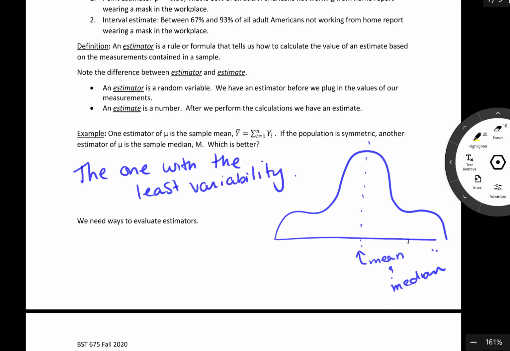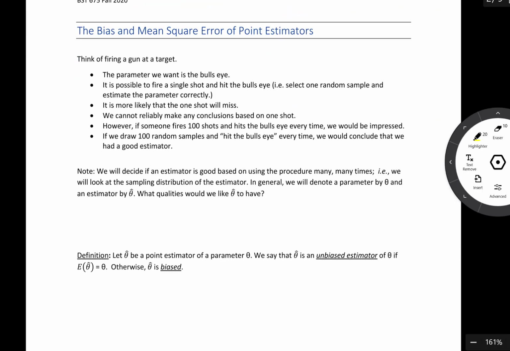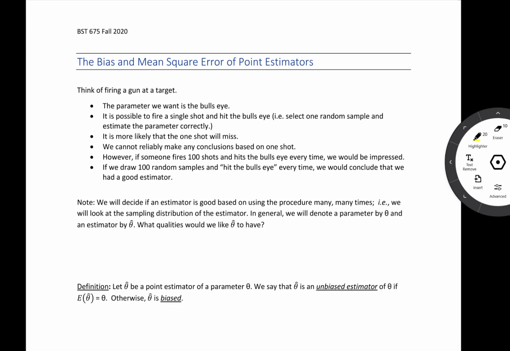What we're going to talk about now are different ways that we could evaluate estimators. In particular, we're going to look at what is called the bias and the mean squared error. Think of firing a gun at a target. You've got your target here, and we'll say the bullseye is in the center. So the parameter that we want is going to be in the center.